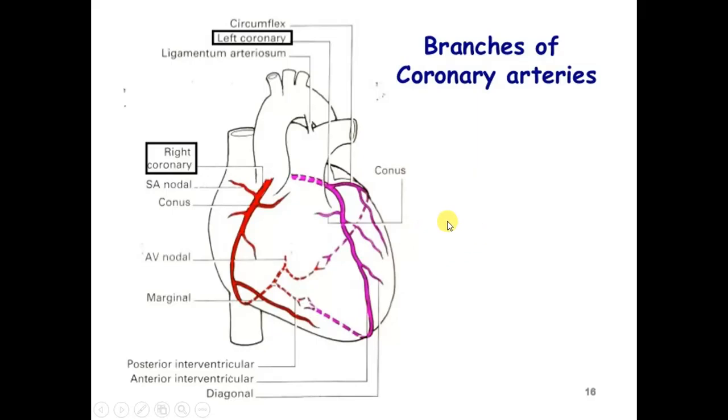So here we have seen the branches of the coronary arteries. Shown here are the branches of the coronary arteries. From the right coronary artery, the anterior ventricular branches, this nodal branch, then the marginal artery, then the posterior interventricular artery. And here is the anterior interventricular artery, and the posterior interventricular artery. From the left side, the diagonal branches from the left anterior descending, then the circumflex, and here the obtuse marginal branches of the circumflex.